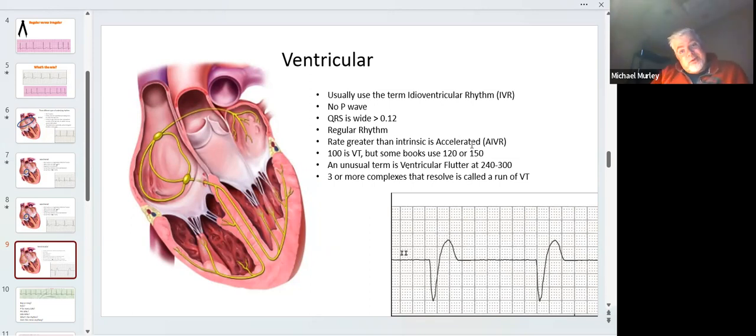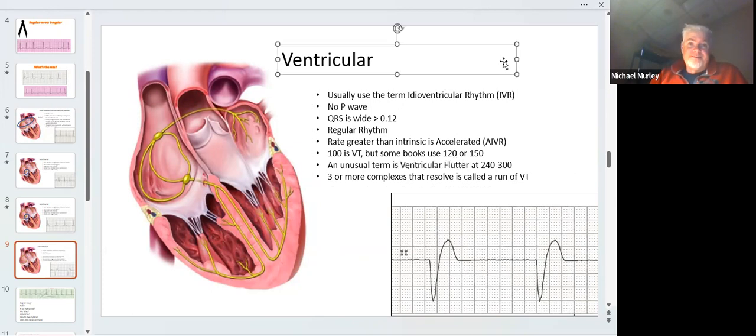Depending on what reference material you use, I think 120 is usually the acceptable rate to start calling it VTAC. So if you see a rate of 120, it's usually called VTAC, but I have seen some reference material that referenced anything over 100 as VTAC, and one of them I saw was anything over 150 was VTAC. So know your reference material. And once you get really high, like 240 or 300, it would not be unheard of to call it ventricular flutter. But 99.9% of the time, you're just going to hear VTAC.